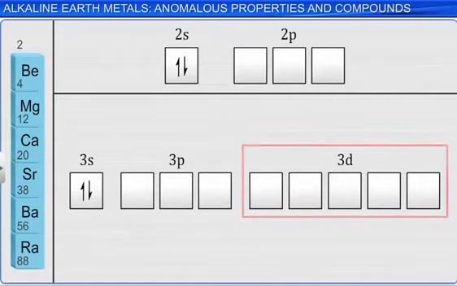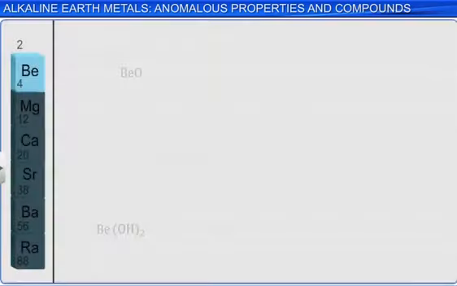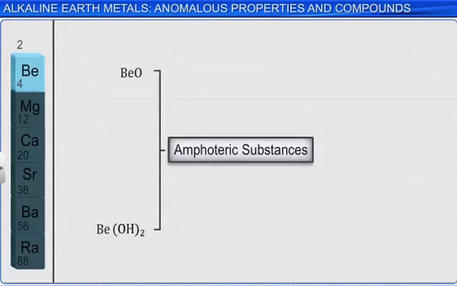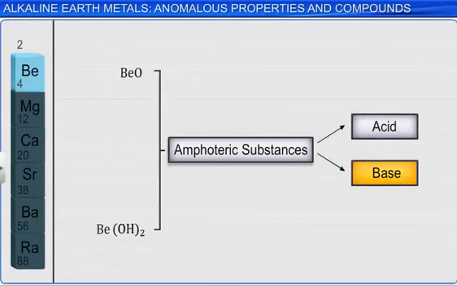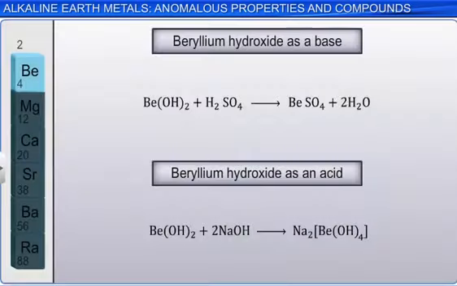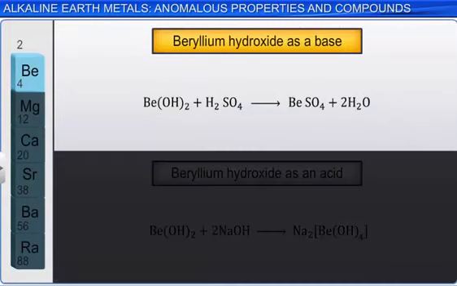Beryllium oxide and beryllium hydroxide are amphoteric substances, meaning that they can act as both acids and bases. For example, the first reaction shows beryllium hydroxide acting as a base, neutralizing sulfuric acid. The second reaction shows beryllium hydroxide acting as an acid to form the complex ion berylate.